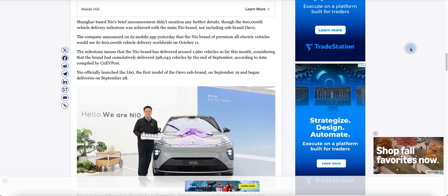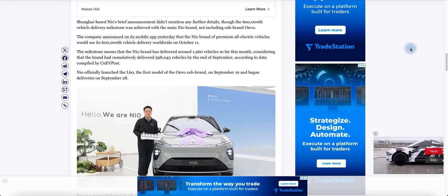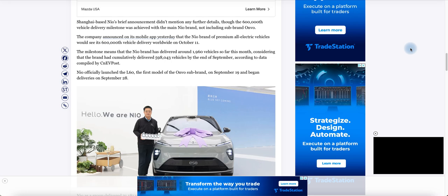Shanghai-based Nio's brief announcement didn't mention any further details. The 600,000 vehicle milestone was achieved with the main Nio brand, not including the sub-brand Onvo. The company announced it yesterday. They really want you to know it's 600,000 vehicles worldwide. The milestone means that the Nio brand delivered around 1,960 vehicles so far this month, considering that the brand has cumulatively delivered 598,043 vehicles by the end of September, according to data compiled by CnEVPost.